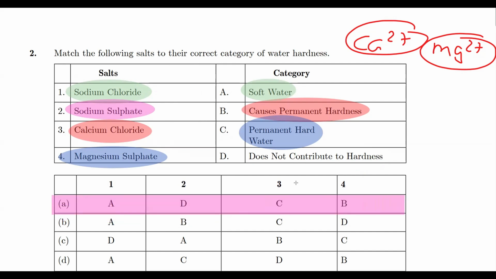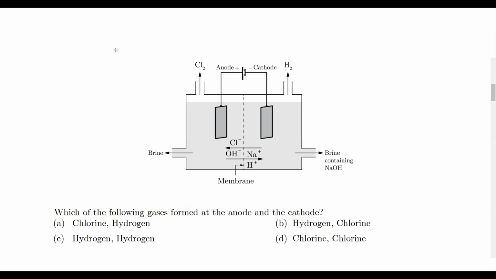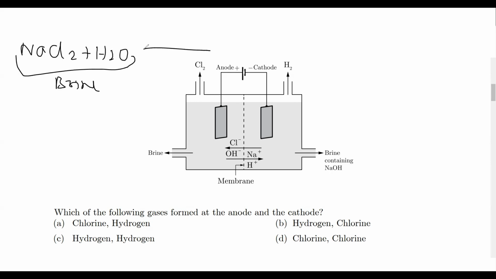Now let's move to the next question. The question, as we can see, is from the chloralkali process, right? So what you know is that in the chloralkali process, brine is an aqueous solution of sodium chloride. This is brine. And when electricity is passed through it, what is produced? Hydrogen, chlorine gas, and sodium hydroxide.